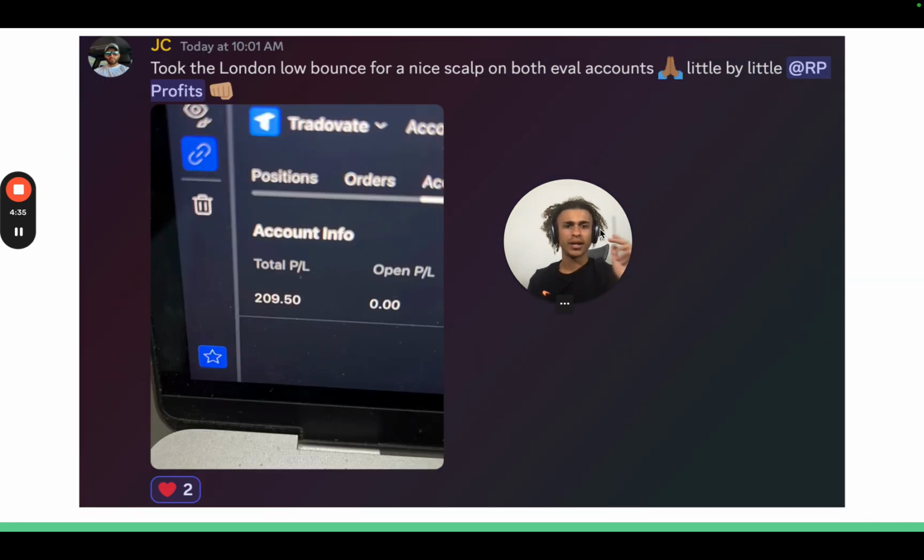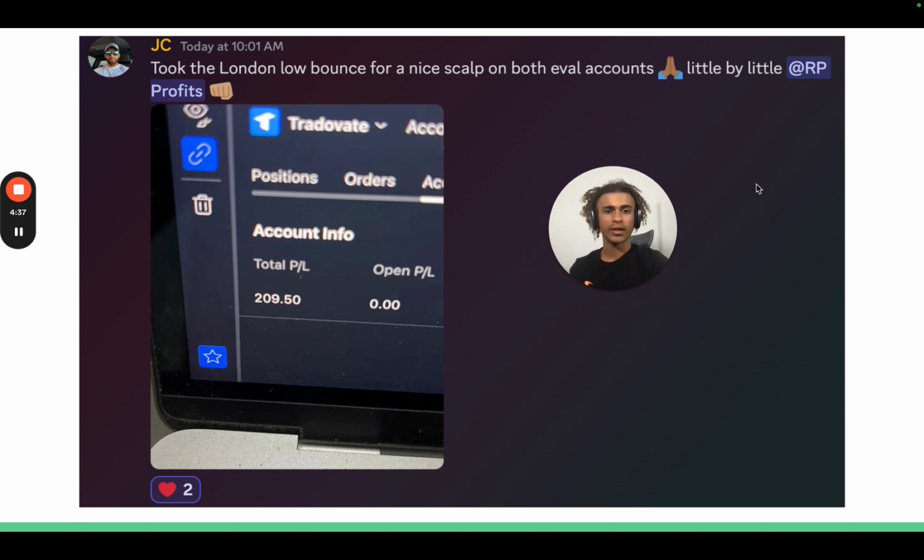And my man JC, shout out JC. JC's been absolutely killing it. So JC took the London low bounce. This was today. We had another bounce off of the London low, similar setup to what we just talked about. I took the same exact trade. So JC made $209 on it. I made around $1,500. I love to see it, right? People are taking the same trades as me. They're learning the strategy and they're making money.